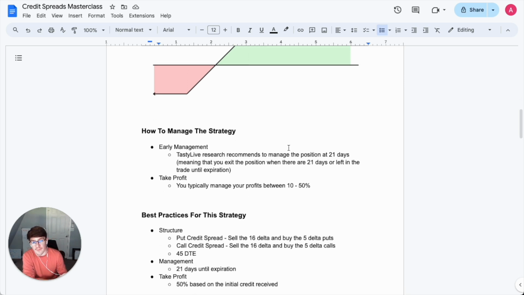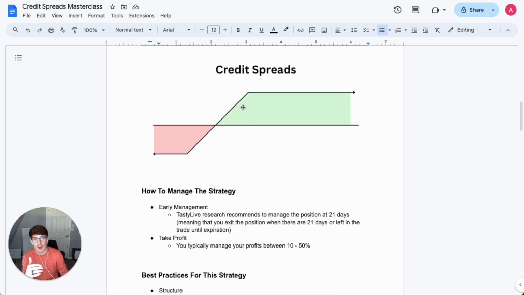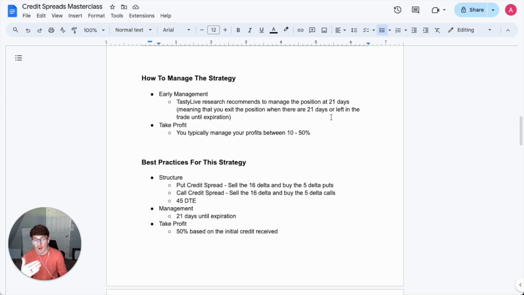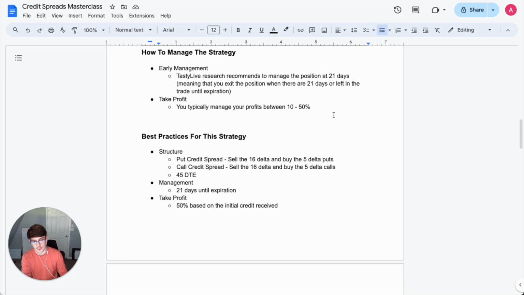Next is take profit. You typically manage your profits between 10 to 50%. And so that's what's so great about this, is that we can actually still put a profit target on this, even though we have the capped profit. We can be like 50% of it, 20% of it, whatever we want, and we can take that off. The smaller the profit, the faster our trade will hit that target, and the faster we can close that trade.